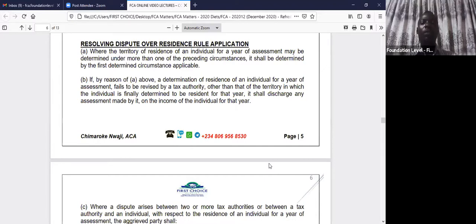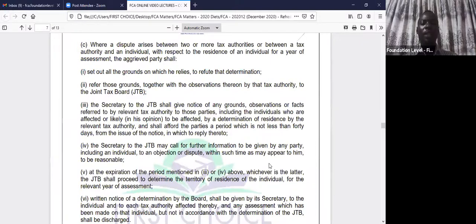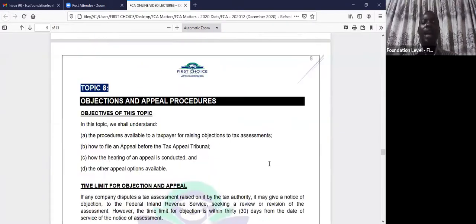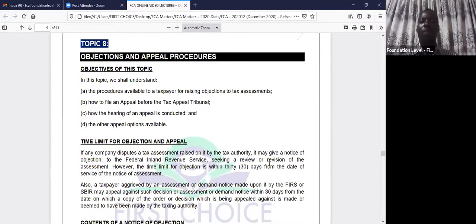All right, so let's go now to the next topic for today. The next topic for today is objection and appeal procedures. Now, whenever you are in business, earning business income, we are going to use the example of business income, and not employment income and not investment income. In this class, we'll be looking at how business income will affect objection and appeal procedures.